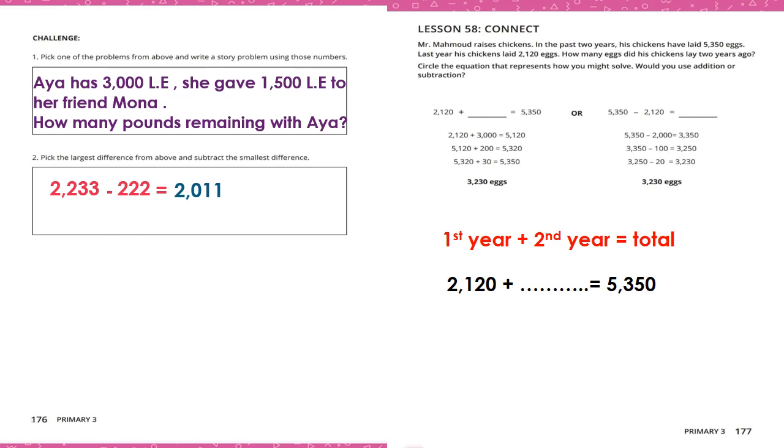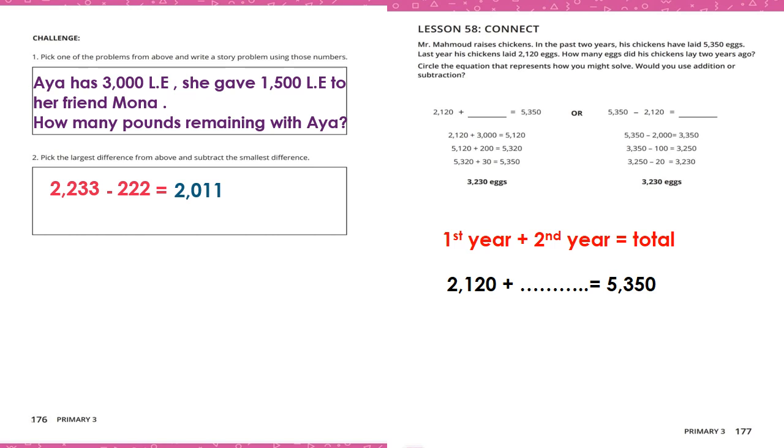Okay, here Mr. Mahmoud raises chickens in 2 years. In the first year, the chickens laid 2,120. And in the second year, they also laid another number of eggs, but we don't know this number. And the total of both equals 5,350. We wanted to get the number of eggs in the second year.